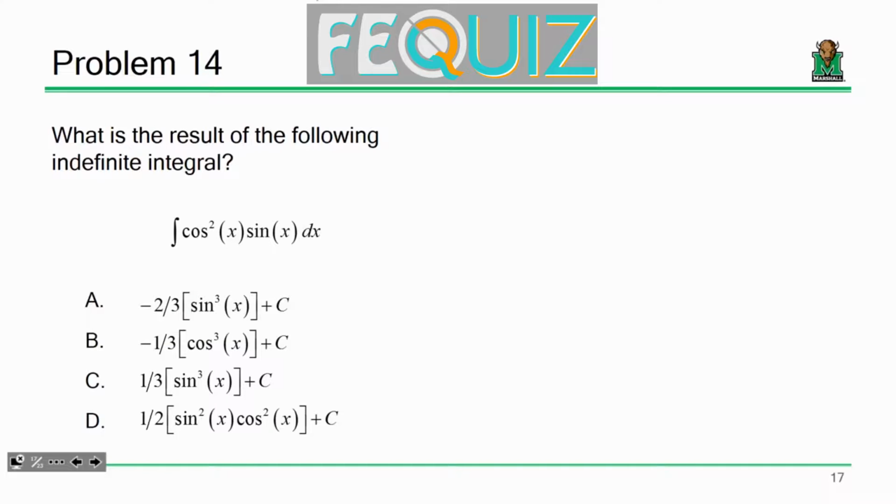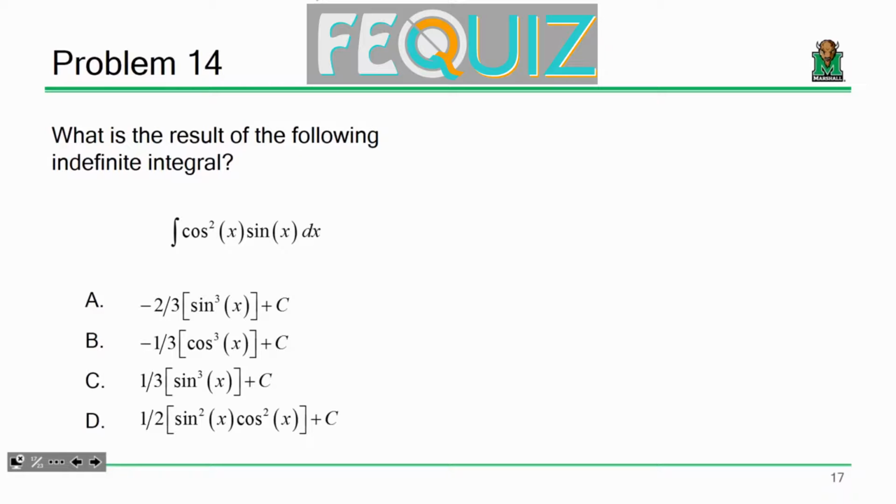What is the result of the following indefinite integral? Oh, circle C and move on. It'd be funny if that actually was the answer. What? Oh, hell no. You gotta multiply that out.